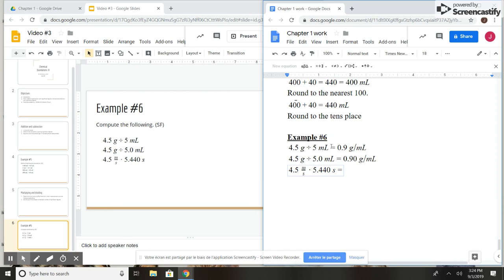I've got 2 sig figs multiplied by 4 sig figs. So my final answer here, I'm going to round to 2 significant figures. So that gives me 24 meters. The seconds cancel out with one another, hence why I don't include them in my final answer.